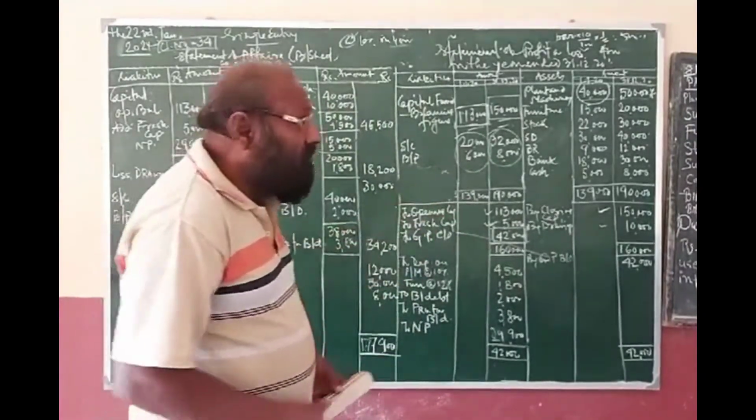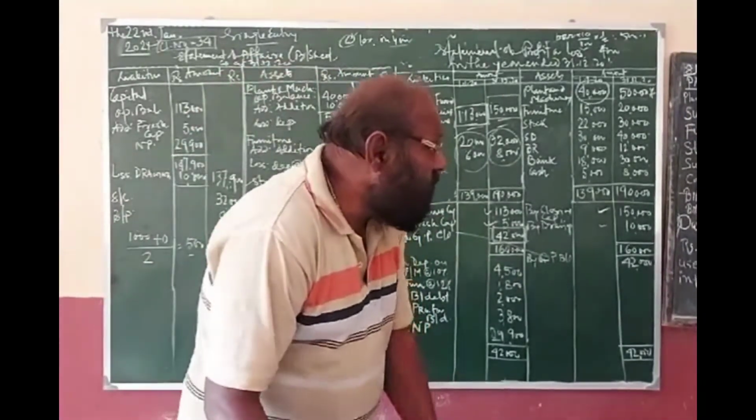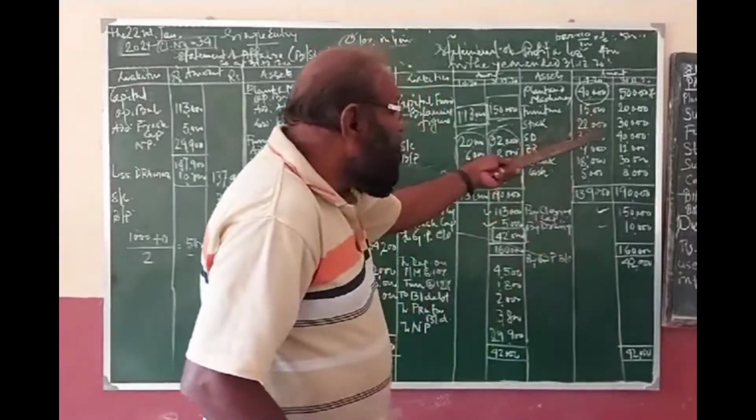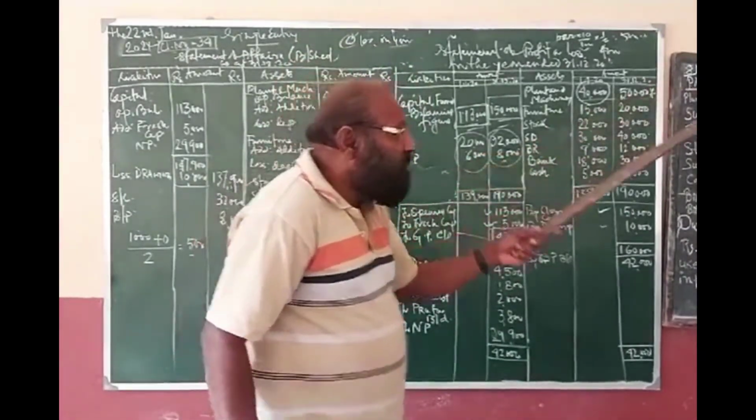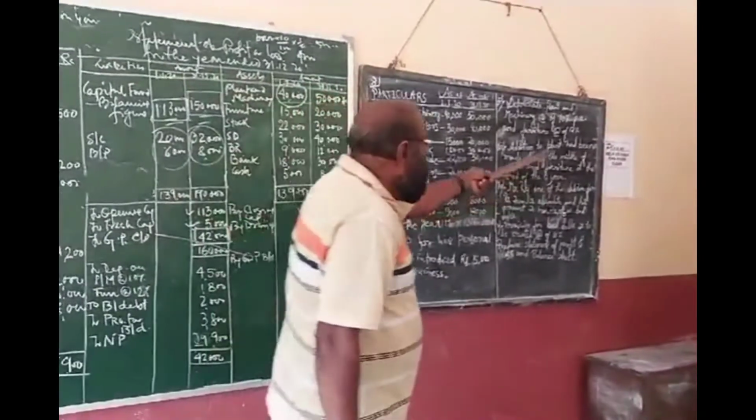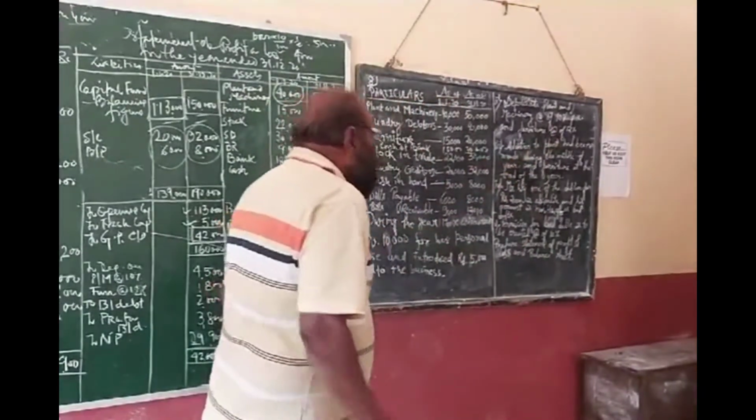Then furniture. Let us see what is there regarding furniture. Regarding furniture, what we are getting is that furniture has been depreciated at the rate of 12%. Okay, 12% per annum.